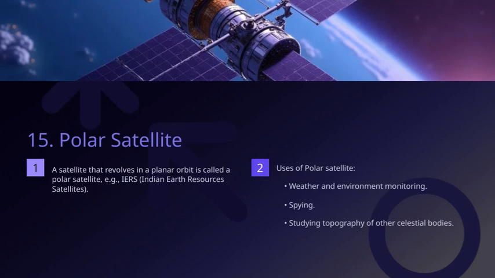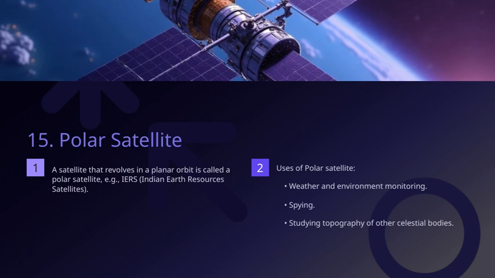Now, let's explore the uses of polar satellites. These satellites are incredibly versatile tools for a variety of scientific and practical applications. For instance, they are essential for studying the topography of other celestial bodies, helping us understand their surface features and geological structures in detail. They are also used for spying, which includes surveillance and reconnaissance activities, providing critical information from space.